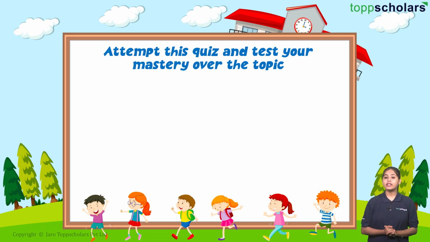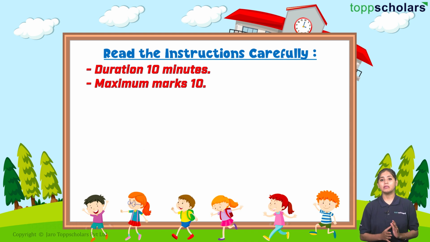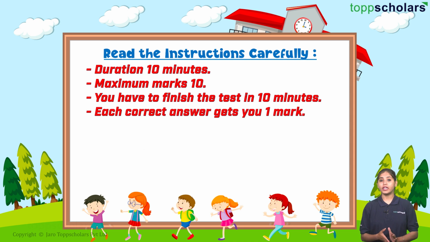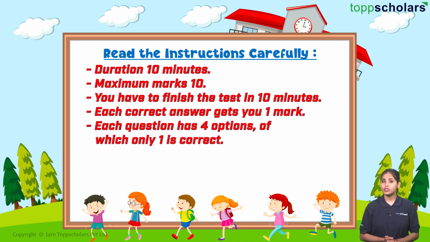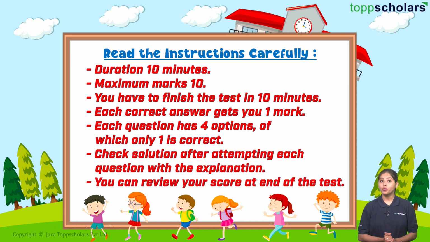Attempt this quiz and test your mastery over the topic. Read the instructions carefully. Duration 10 minutes, maximum marks 10. You have to finish the test in 10 minutes. Each correct answer gets you 1 mark. Each question has 2 options, of which only one is correct. Check the solution after attempting each question with the explanation. You can view your score at the end of the test.